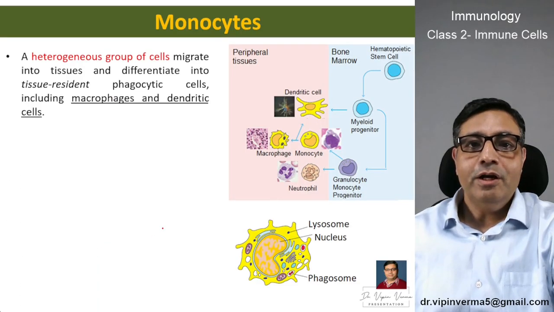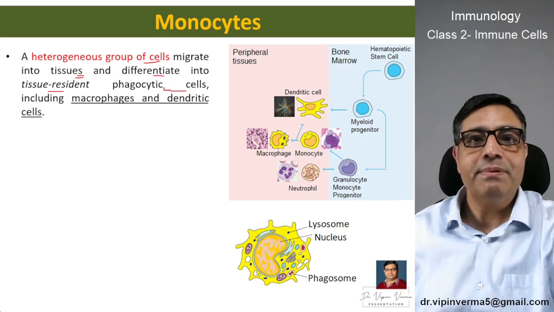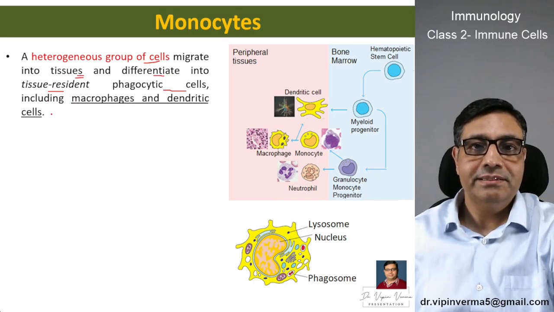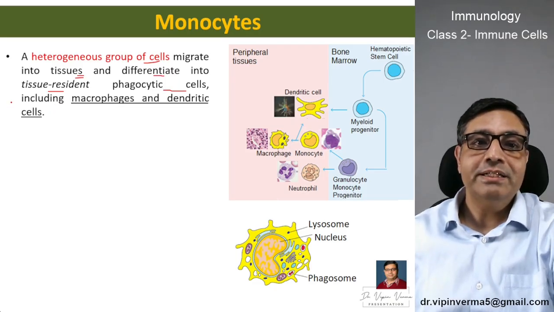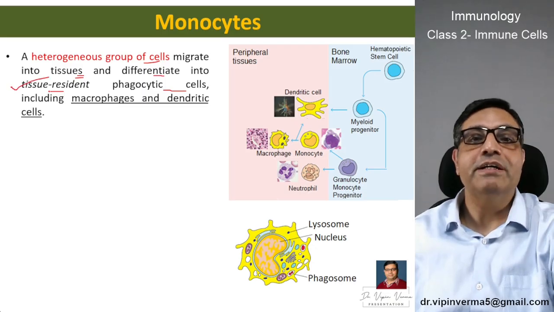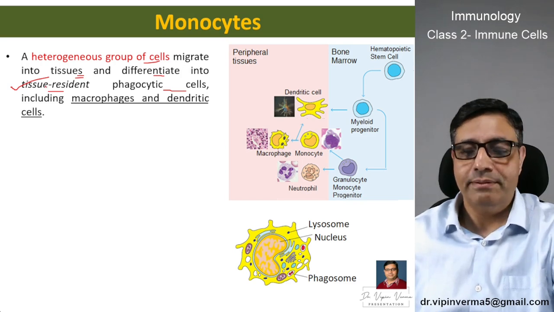Now, if we see the monocytes, monocytes are a heterogeneous group of cells which migrate into tissue and differentiate into tissue resident phagocytic cells. Those phagocytic cells which reside in a particular tissue are called tissue resident phagocytic cells. They include macrophages and dendritic cells. These tissue resident phagocytic cells are different from the normal phagocytic cells in that they also have some tissue specific function. So these are slightly different in terms of functionality.